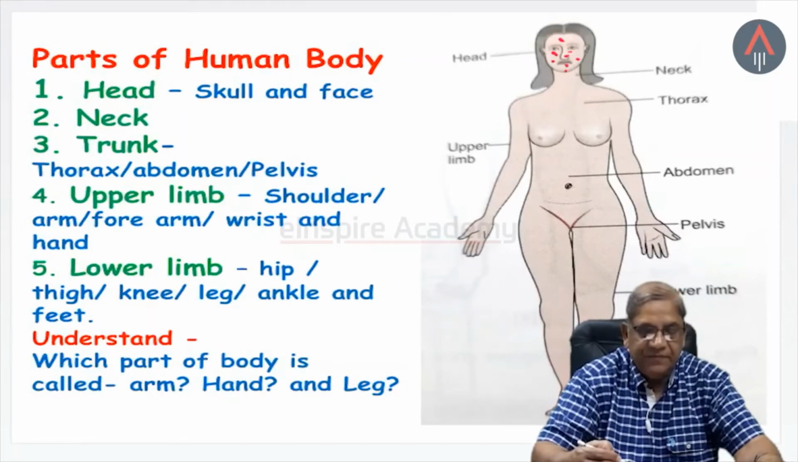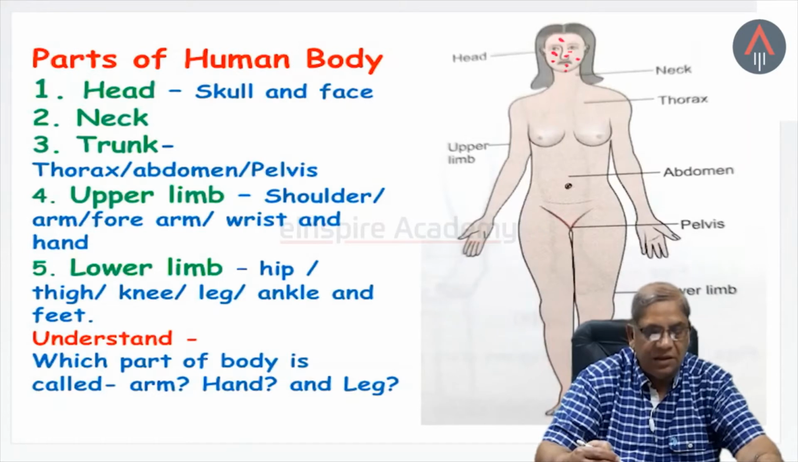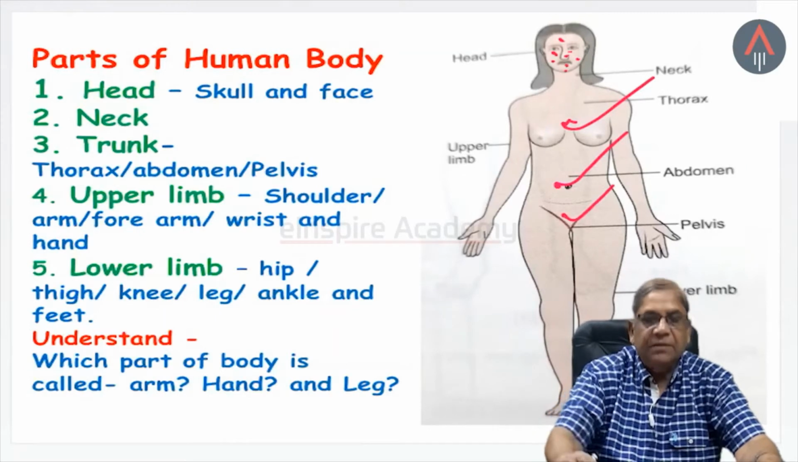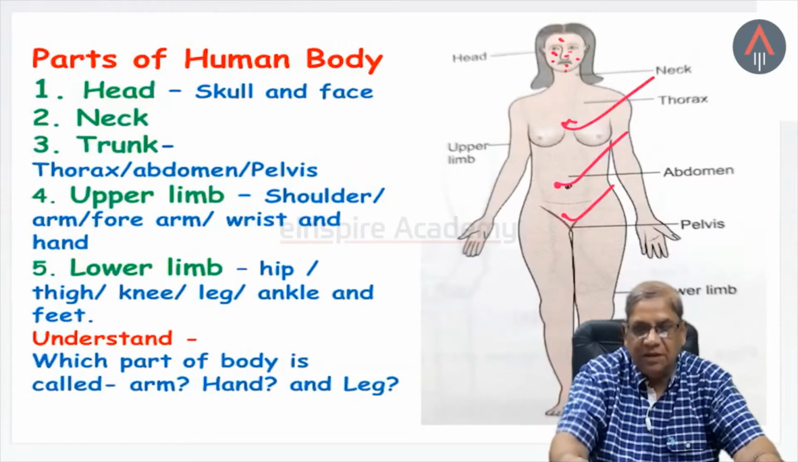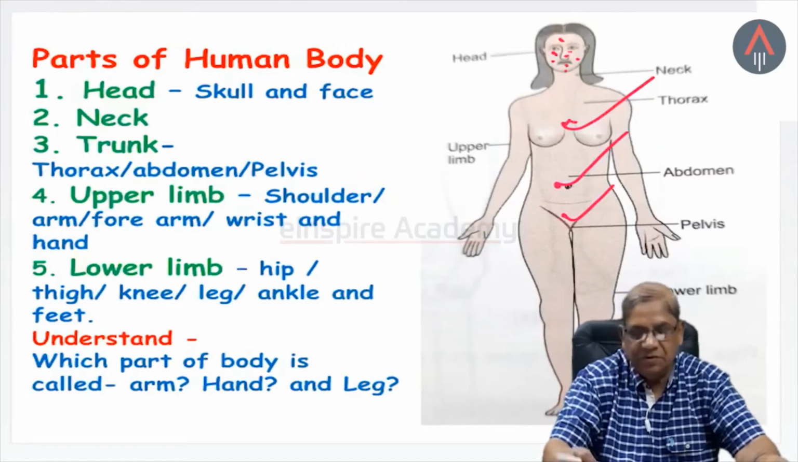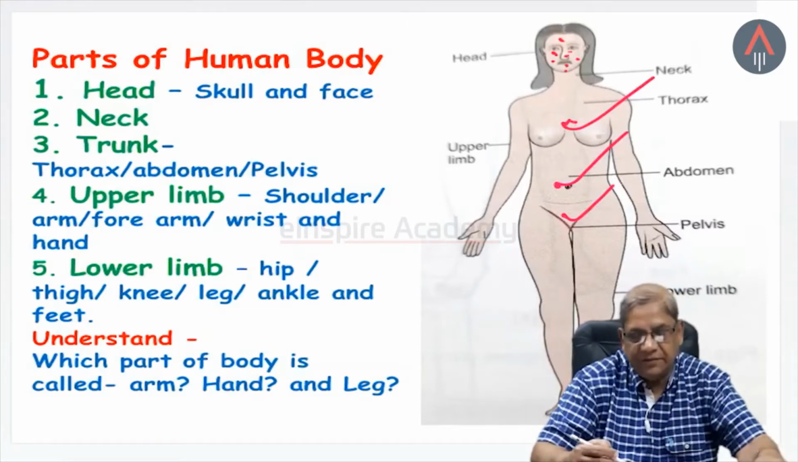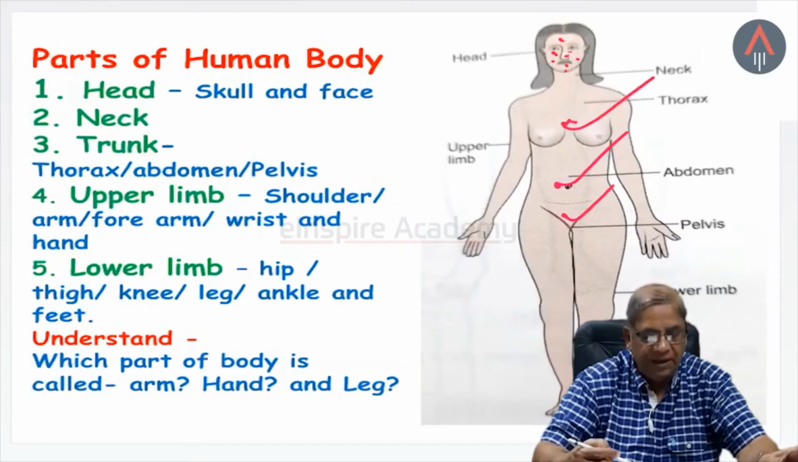Then there is a neck. We all know the head is joined to the remaining trunk with the help of a narrow neck, and the trunk has three different parts. Here is the thorax part, then this is the abdominal part, and this is the pelvis. The pelvis is the lower part of the trunk which lies between the roots of the two thighs, which contains our external genitalia as well as the anal opening.